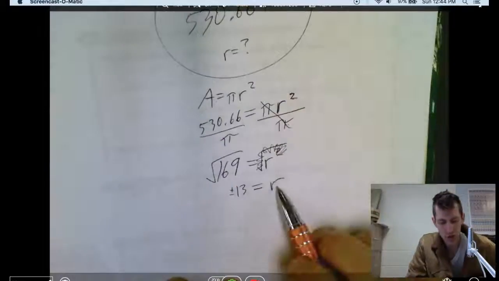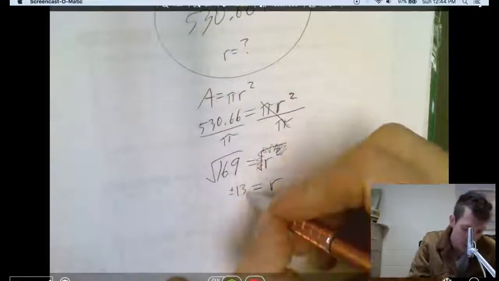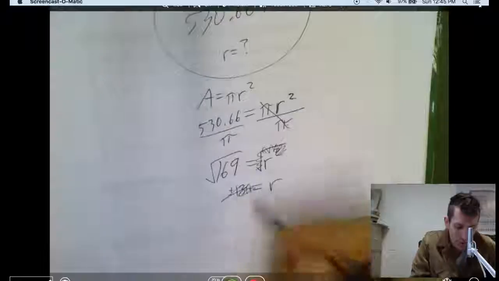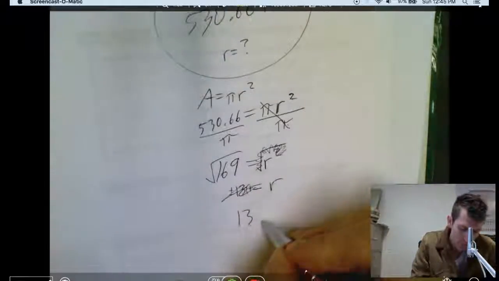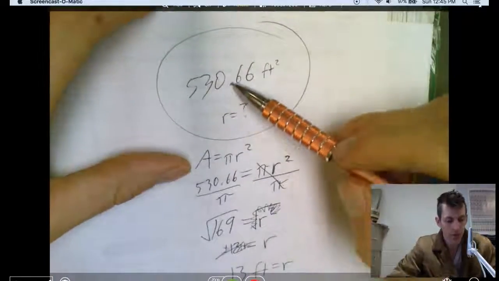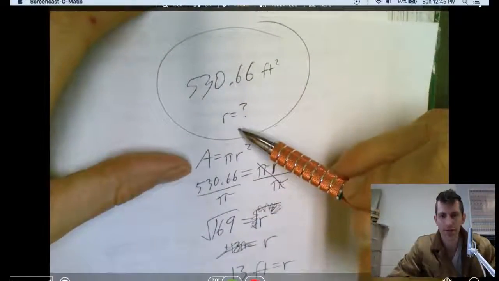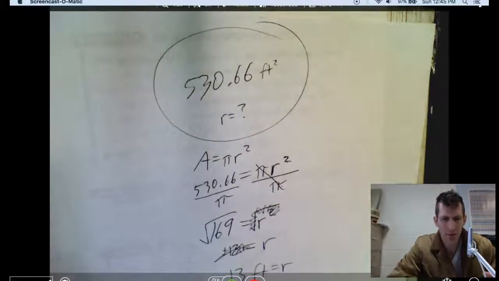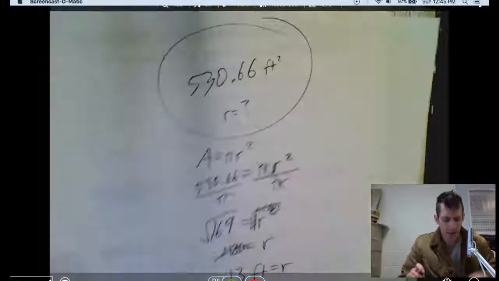Hey guys, the radius of this circle is plus or minus 13 feet. No. I would only do the positive, 13 feet. Why? Because you cannot have a circle with a negative radius. The radius is always going to be a positive number. Show me a circle with a negative radius. That would be interesting. I'd like to see it.